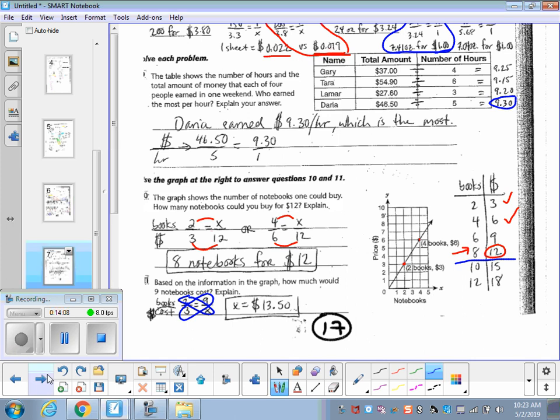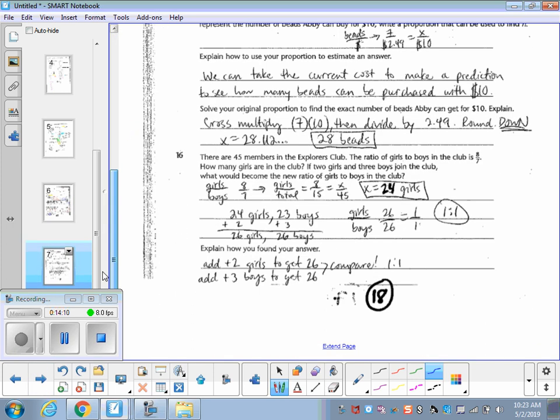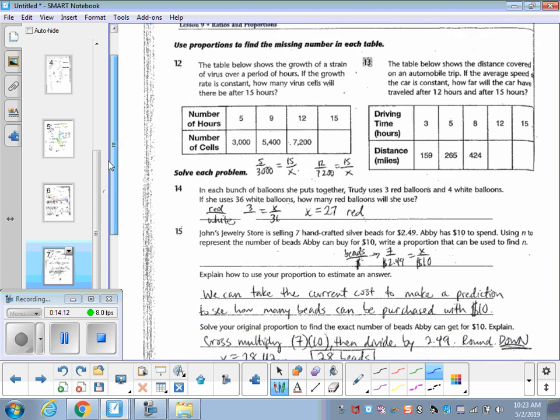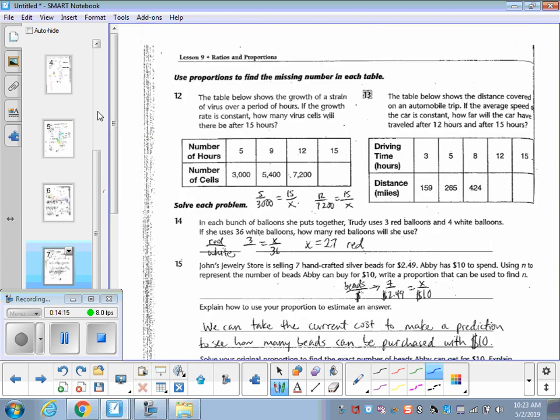All right, let's move on. And now we're on page 18. And this is going to be the last page that I go through with you guys in this video. So once again, still working with proportions.